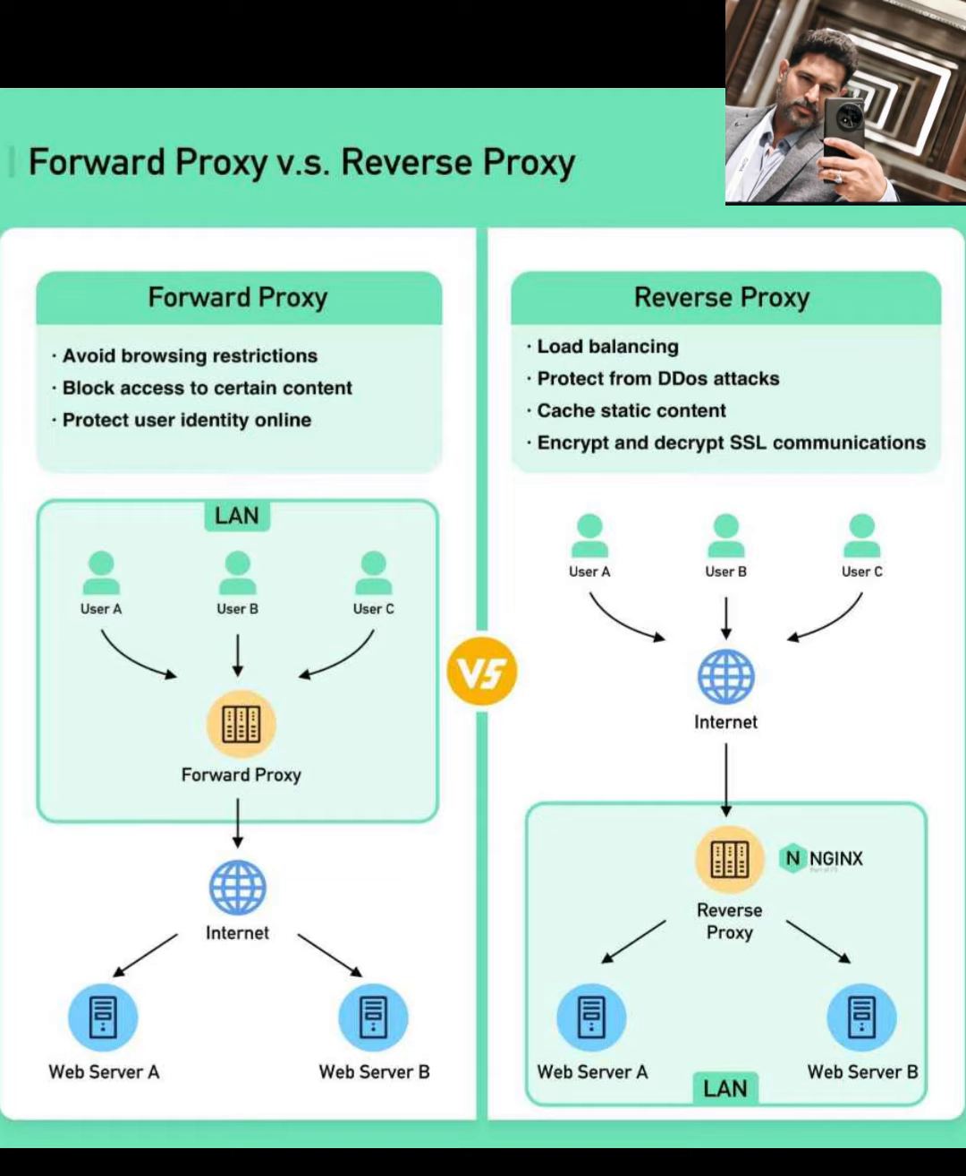Why are reverse proxies so crucial, especially for websites and applications? Load balancing, this is a big one. A reverse proxy can distribute incoming traffic across multiple backend web servers. If you have a popular website, this prevents any single server from being overloaded, improving performance and reliability. Protect from DDoS attacks. Reverse proxies can absorb and mitigate distributed denial of service, DDoS, attacks by filtering malicious traffic before it reaches your backend servers.